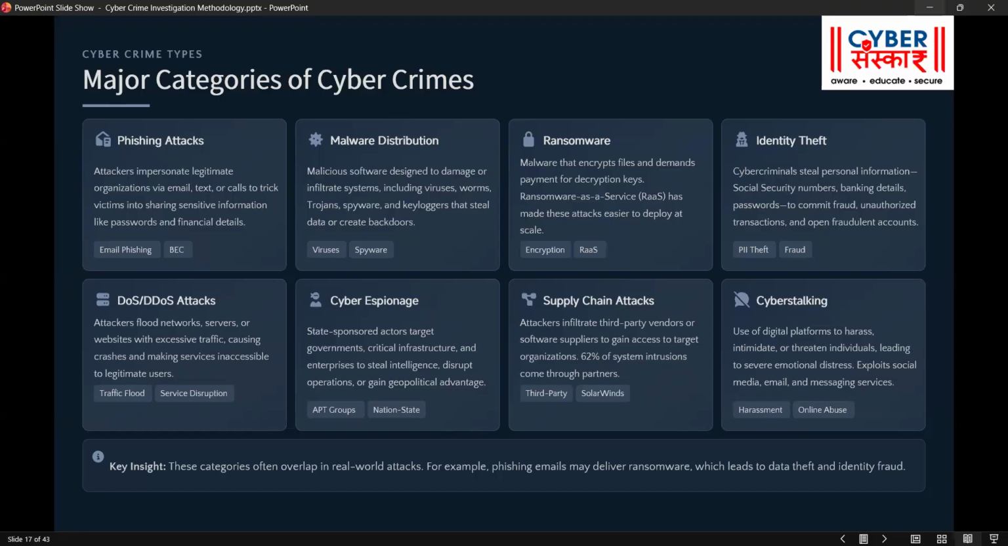Although you know most of the cyber crimes, we will just read out the various types of cyber crimes, because it is very difficult to explain each and every one. I will discuss the important ones like cyber terrorism, cyber pornography, child pornography, and hacking also. So phishing attacks are there, malware distribution is there, ransomware is there.